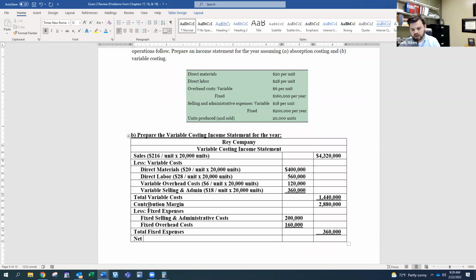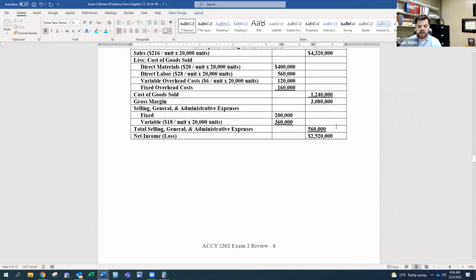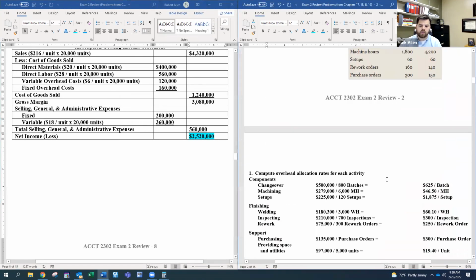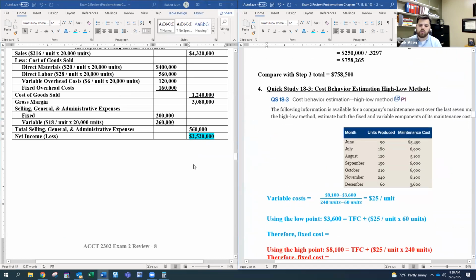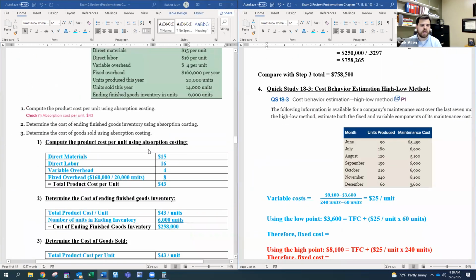And of course, we'll come down to net income or loss. If this had been negative, it would have been denoted, of course, in parentheses. $2,520,000. And we're fairly confident we've done this correctly because we said that in this case, we should have found that our net incomes were the same. And of course, we did. So I'm just going to go ahead and look at these two side by side.